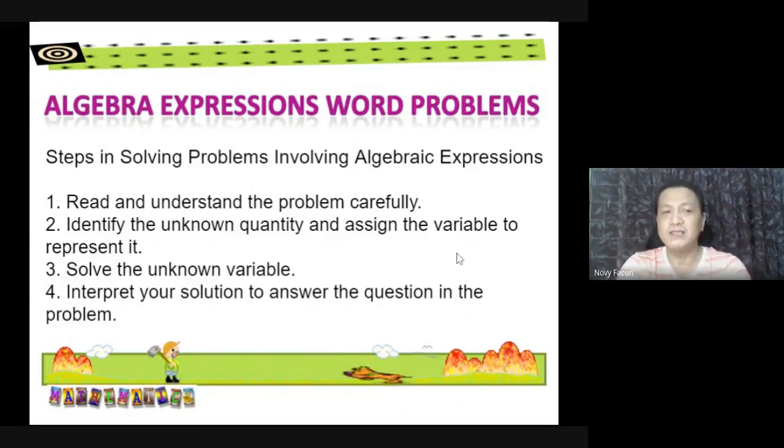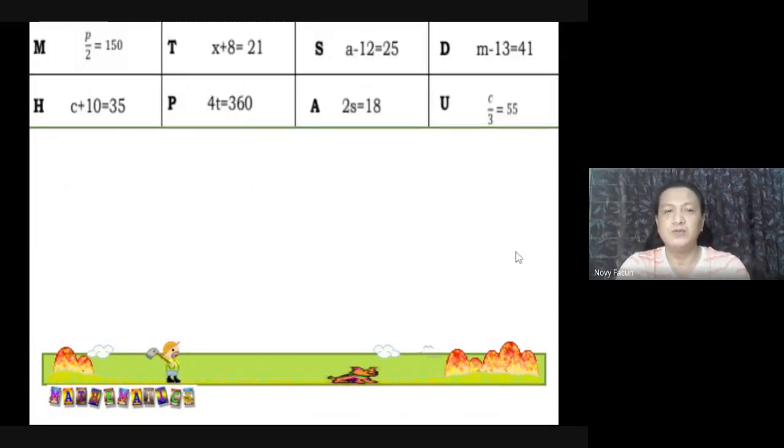Okay, so with that, let's review the steps in solving problems involving algebraic expressions. Step one, read and understand the problem carefully. Number two, identify the unknown quantity and assign a variable to represent it. Number three, solve for the unknown variable. And last, interpret your solution to answer the given question in the problem. So with this given, this is an equation actually, and you are going to determine the given problem that corresponds to its equation.